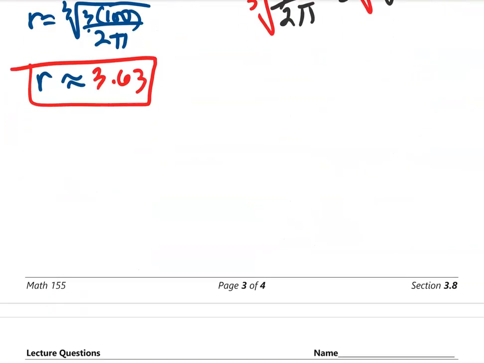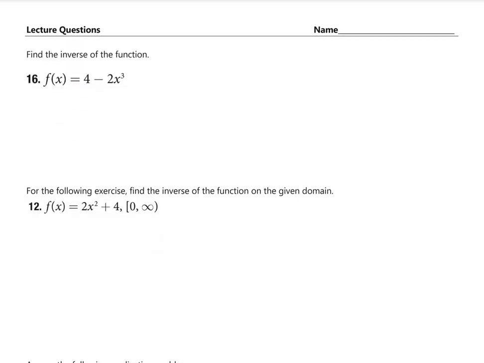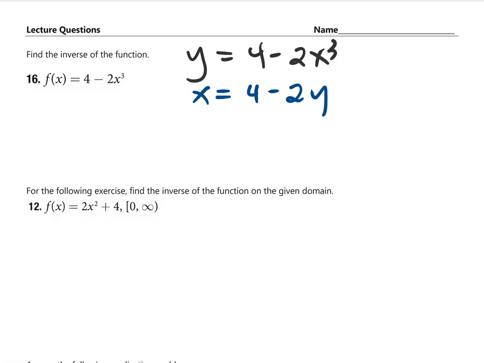Okay, and that's it. Let's try now to solve some of the lecture questions. So these questions are from your OpenStax skills practice. First, let's practice finding the inverse of the given function f of x equal to 4 minus 2x cubed. So first, rewrite this as y equals 4 minus 2x cubed. And then switch x and y. X is equal to 4 minus 2y cubed. And then solve for y.